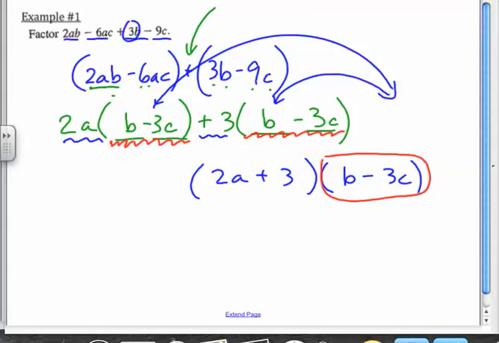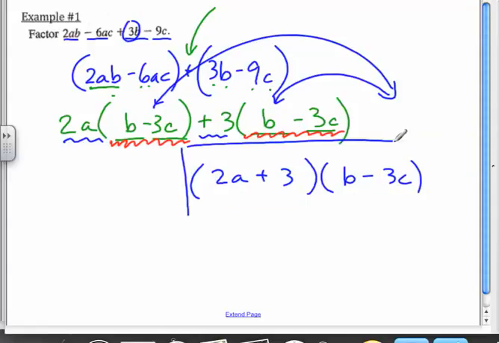Now I'm going to erase that writing there. Now what I want to do is look at what I have left. 2a plus 3, I can't factor that. There's nothing squared. That's just a binomial. Nothing left to factor. Nothing I can pull out. Same thing with b minus 3. Guys, I think I'm done. That's my answer. That thing is factored as much as it can be. Great job, guys.